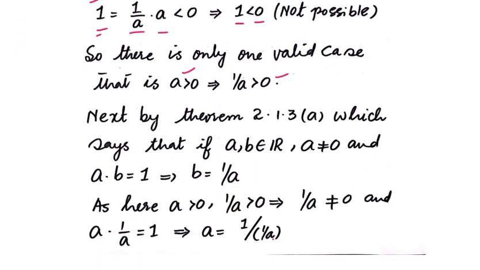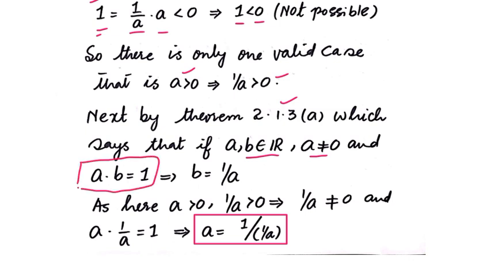Next we have to show that 1 over 1 over a is equal to a. In theorem 2.1.3a, we have read that if a, b are real numbers and if a is non-zero and a into b is equal to 1, then b can be written as 1 over a. This theorem says that if a and b are any two real numbers, a is non-zero, and the product of the two numbers is 1, then one of them can be written as the reciprocal of the other.